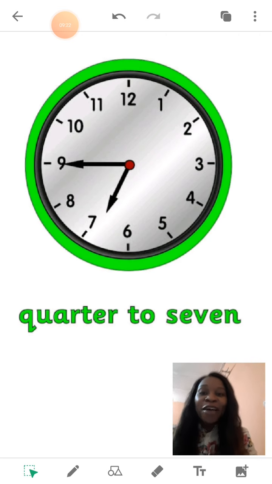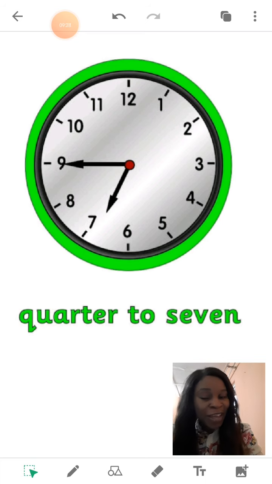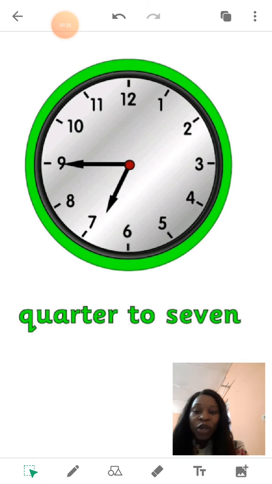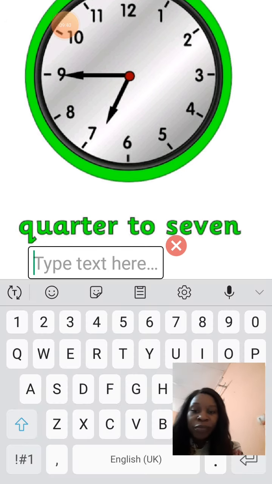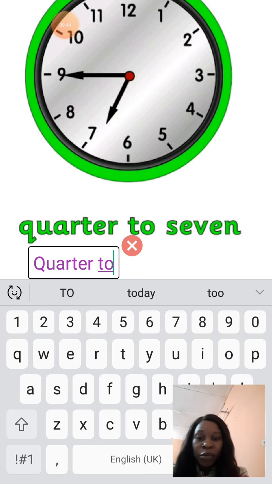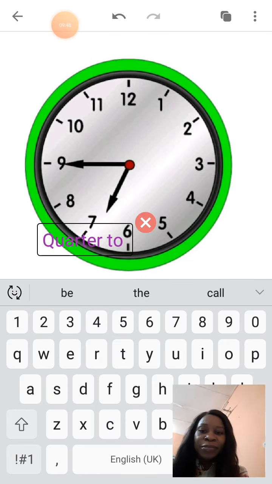Ta-da! Yes, this is where we are coming to. Now, identify the minute hand, which is the long hand. It is on 9. If you go back to the beginning, the 9 represents quarter to. And so we type quarter to. So we have quarter to. Quarter to what? Now, look at the hour hand.